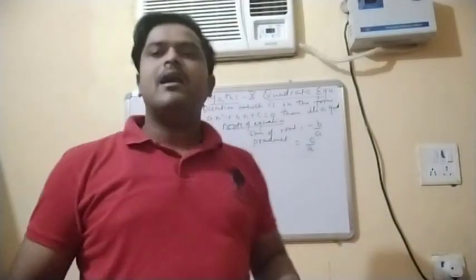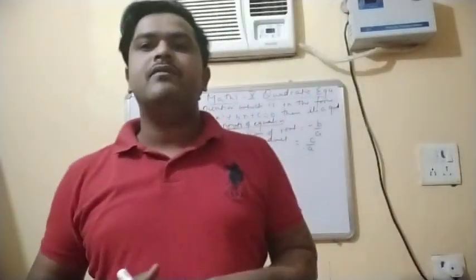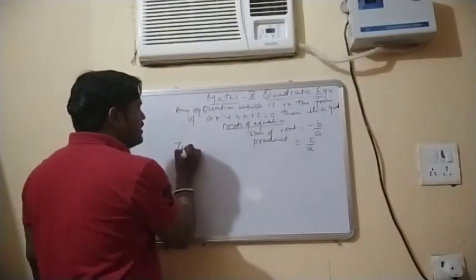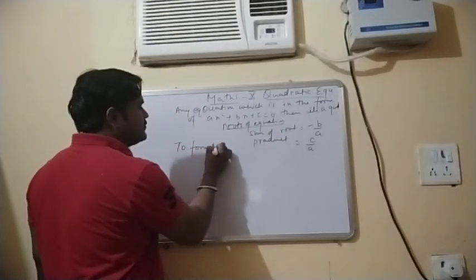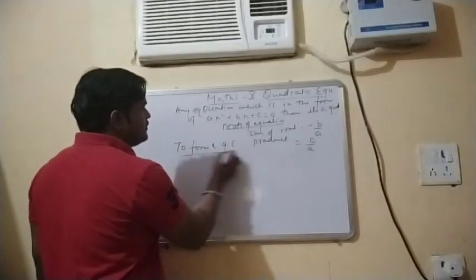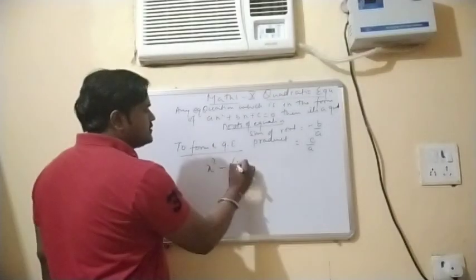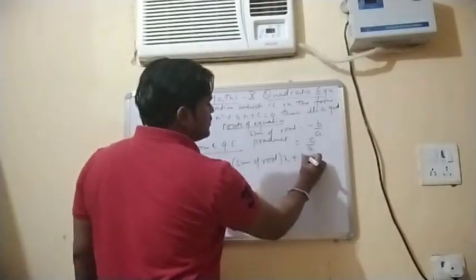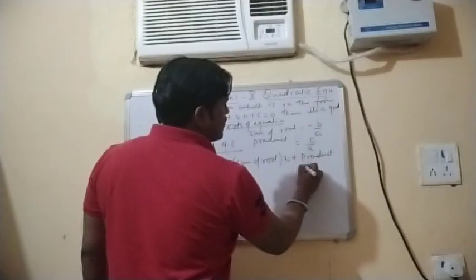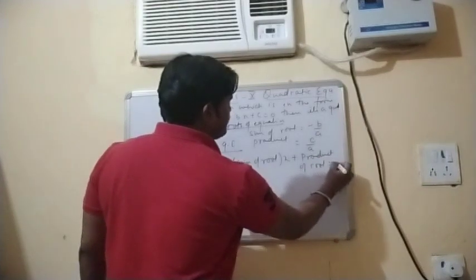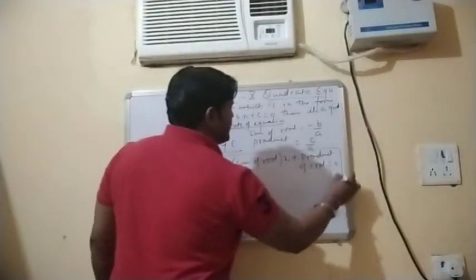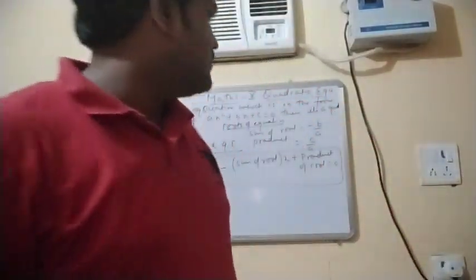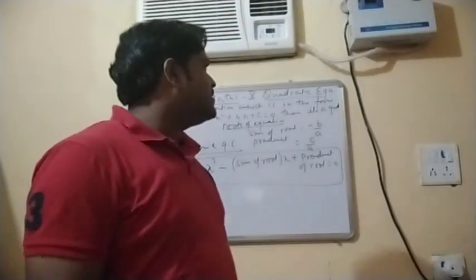So if you are asked to form a quadratic equation with the help of the roots, if the roots are given, then there is a formula to form a quadratic equation. x square minus sum of root multiplied by x plus product of root equal to 0. So this is how you can form a quadratic equation if the roots are given. So this was the basics of this chapter.